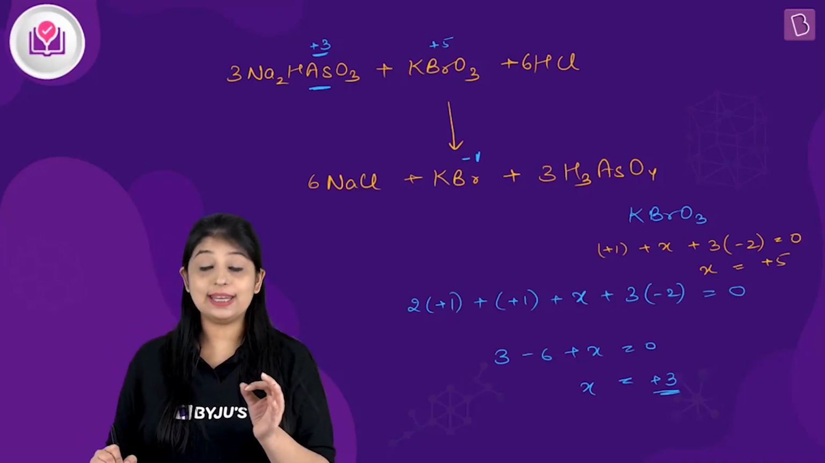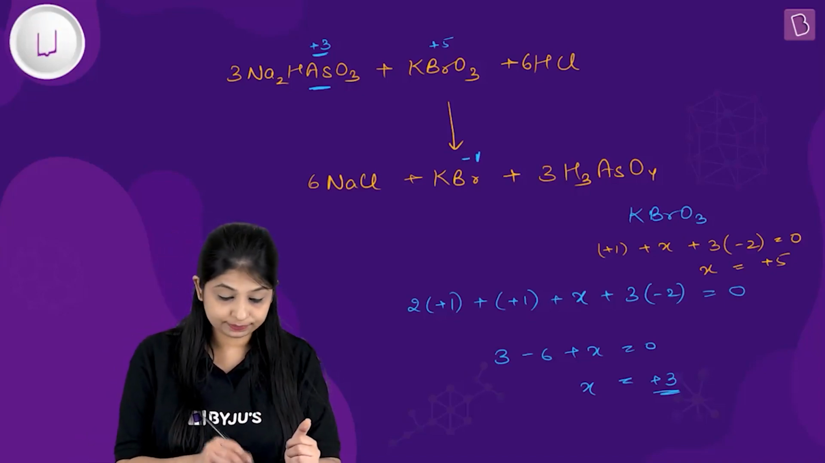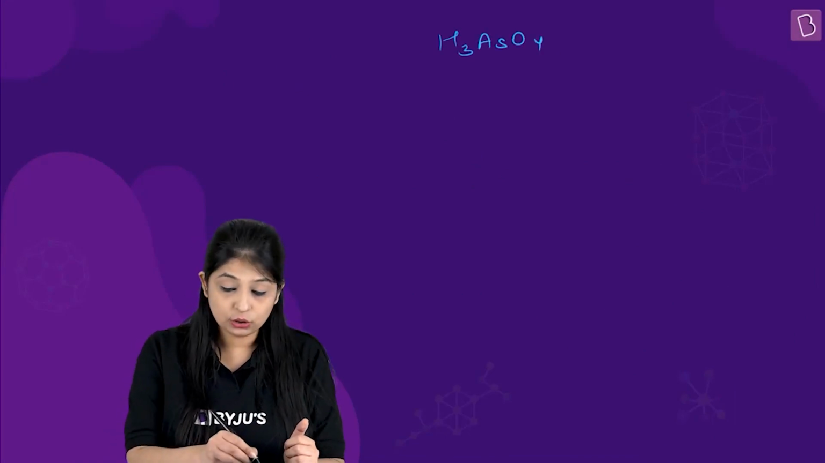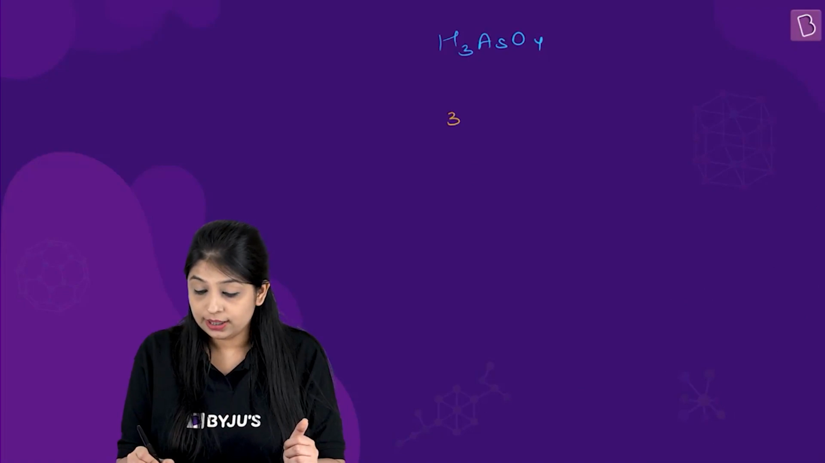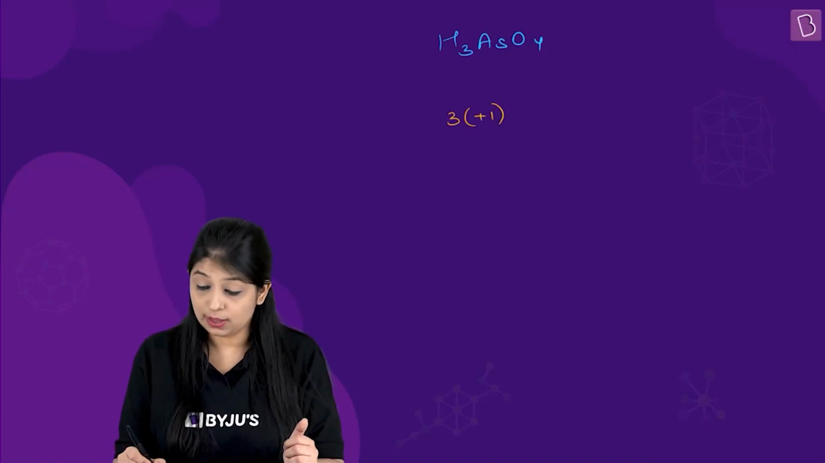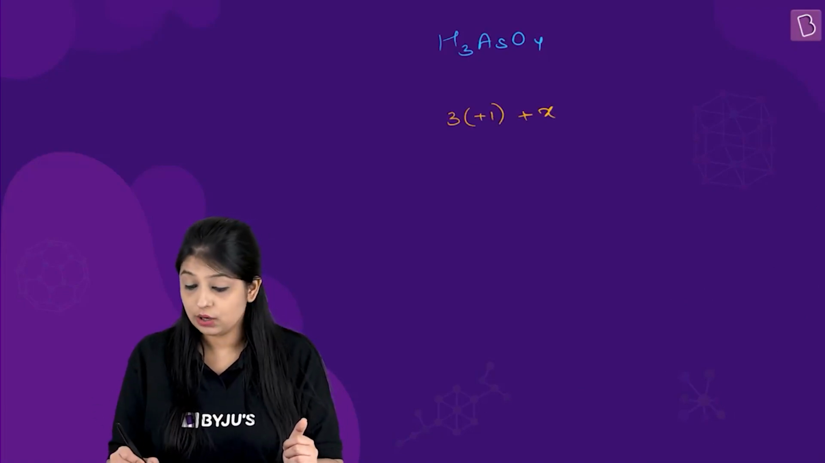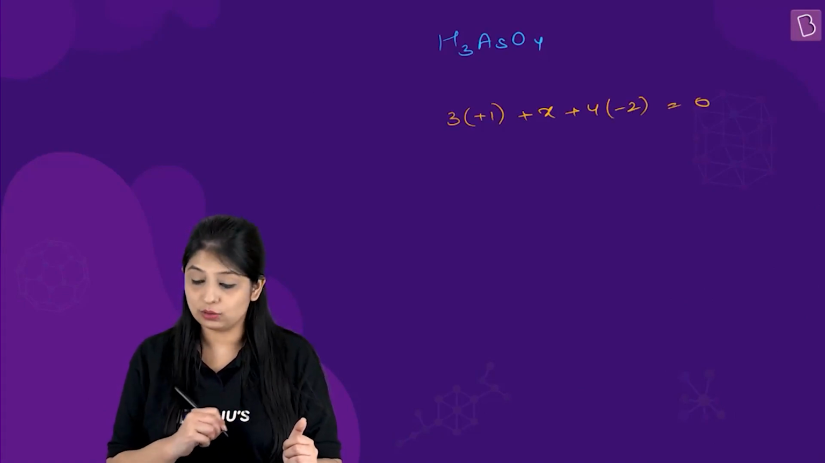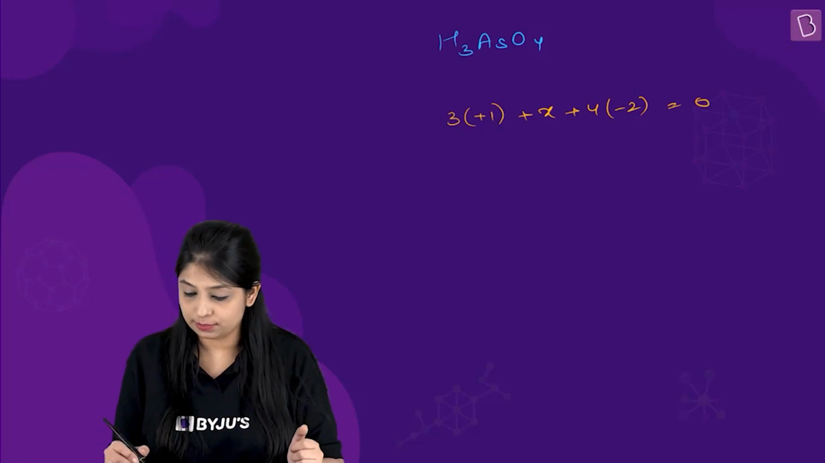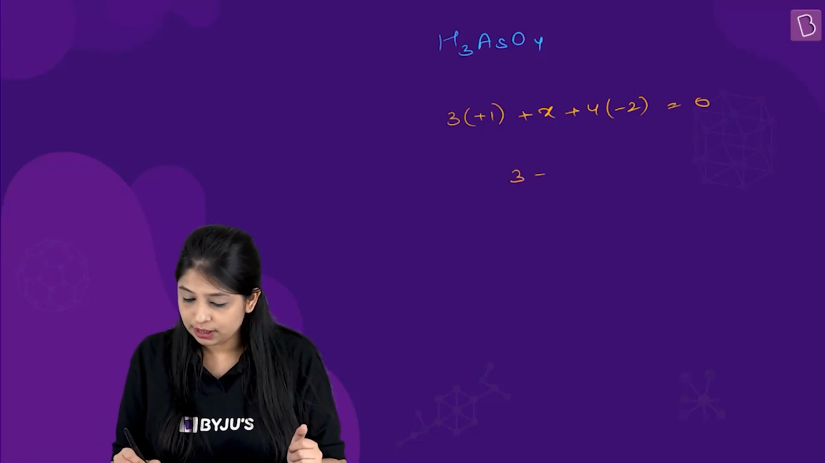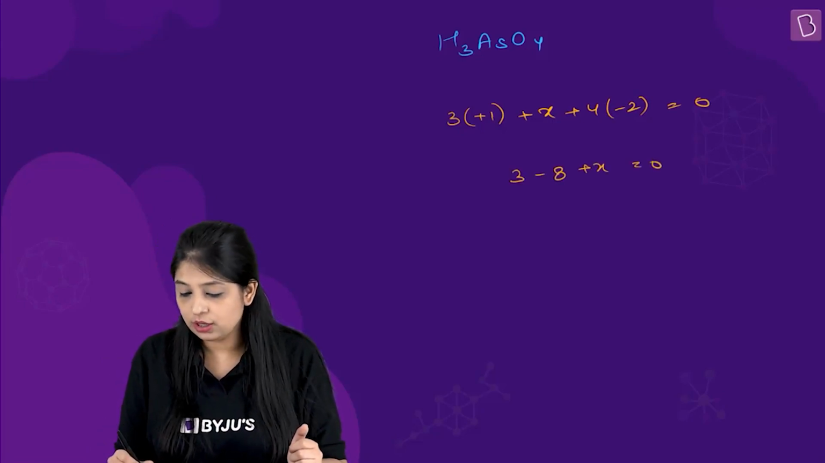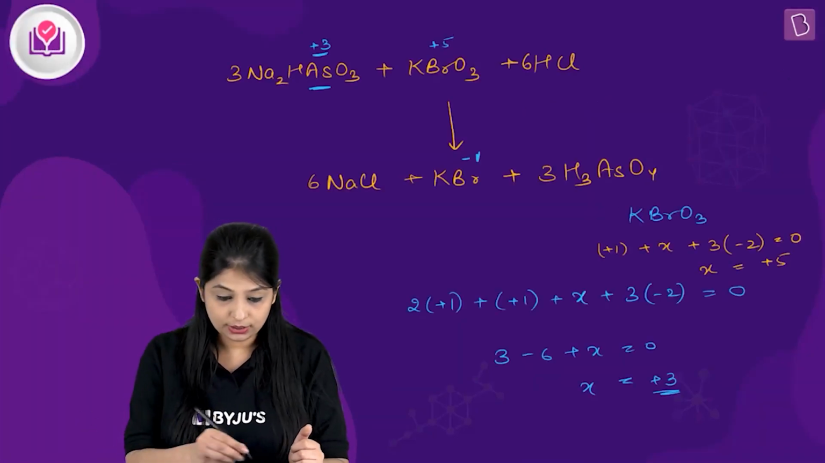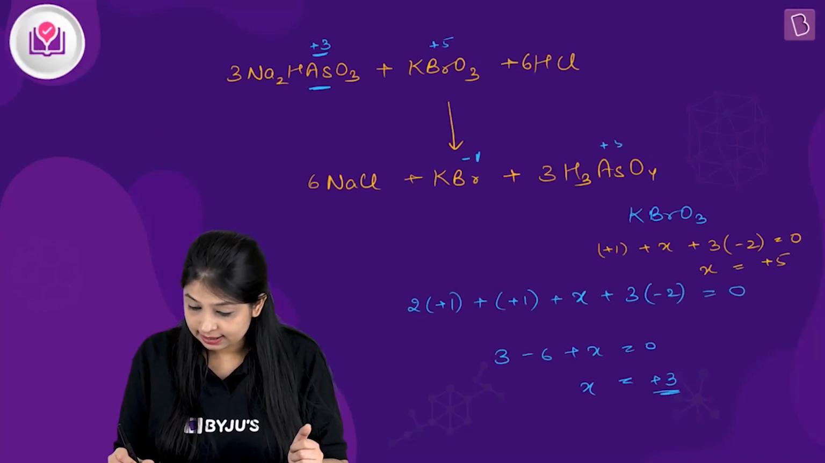What about H3AsO4? Let's check it out. So this will be 3 into +1, hydrogen is in +1. X is the As, plus 4 oxygen atoms, -2 for each oxygen atom, and this is 0. So this comes out to be 3 minus 8 plus X is equal to 0. So X comes out to be +5. So here we know that As is in +5.